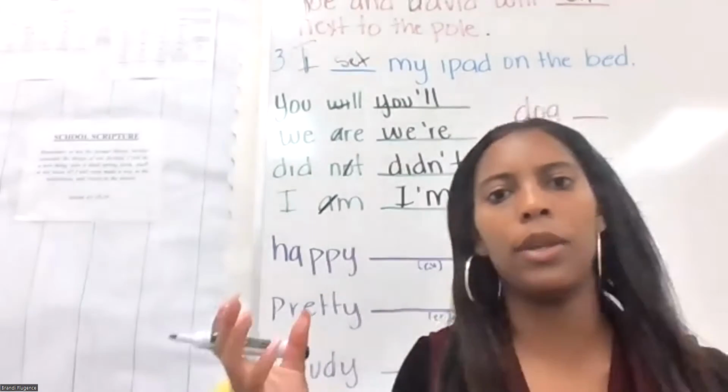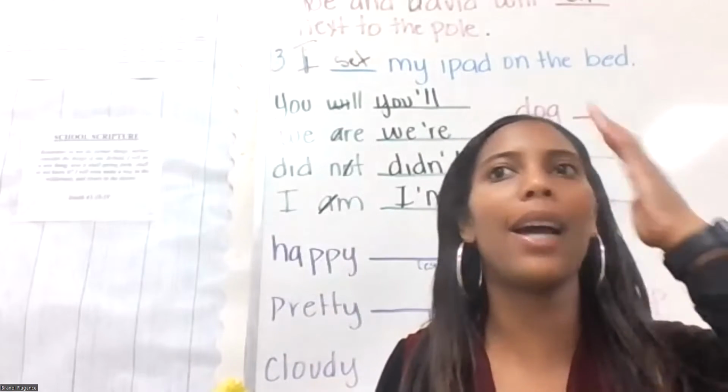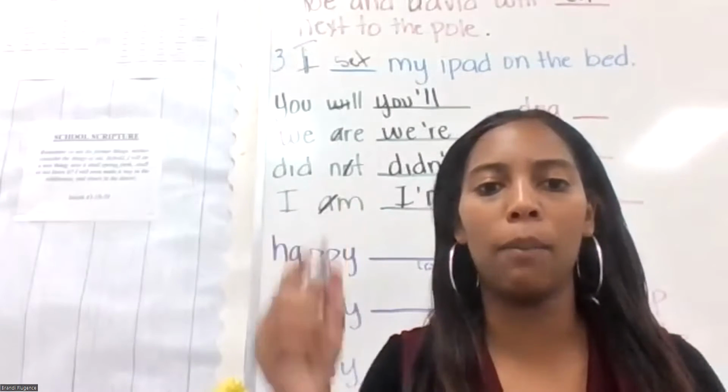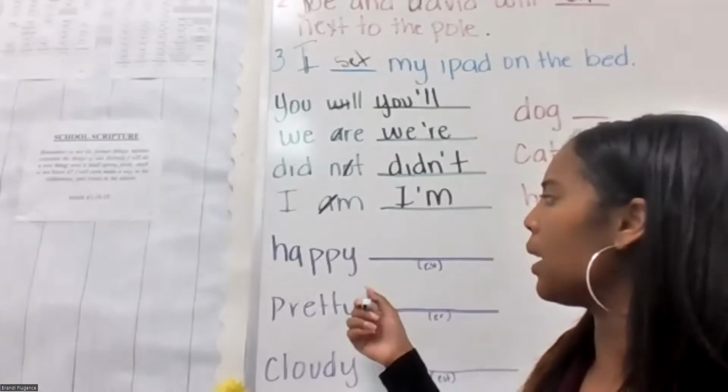So contractions are when we have two words and we put them together to make a shorter word. We take out some of the letters and we put an apostrophe in that place to show that we took out some of the letters. All right, let's go ahead and turn these words.